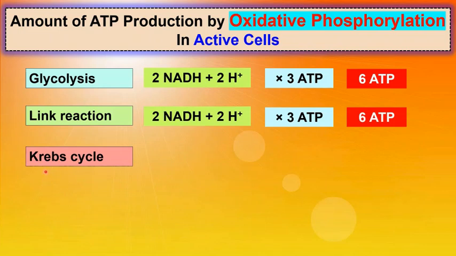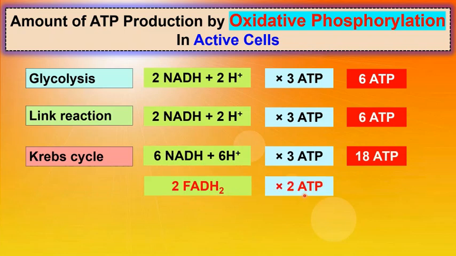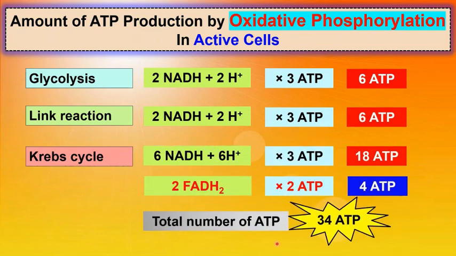During the Krebs cycle, 6 NADH plus 6H plus is produced and each produces 3 ATP. So a total of 18 ATP will be formed. Other than that, the Krebs cycle also produces 2 FADH2 and each FADH2 will produce 2 ATP. So a total of 4 ATP will be formed. The total number of ATP produced in active cells by oxidative phosphorylation is 34 ATP.